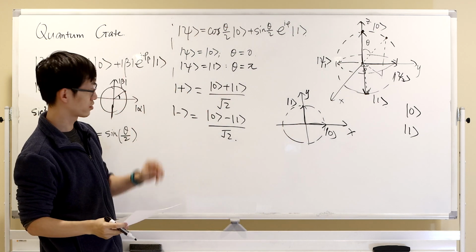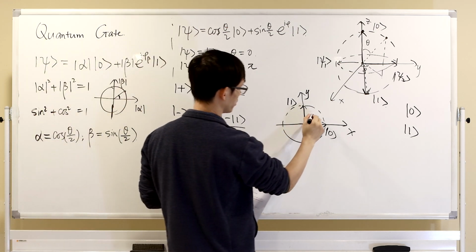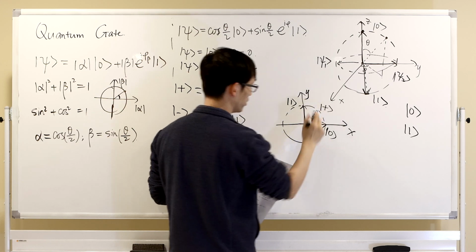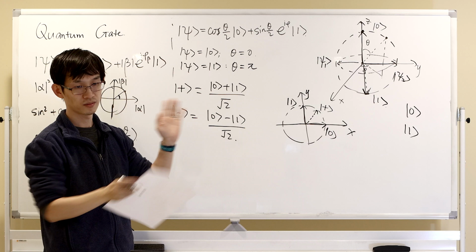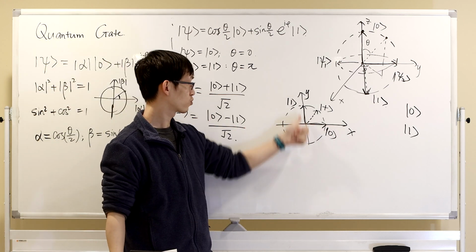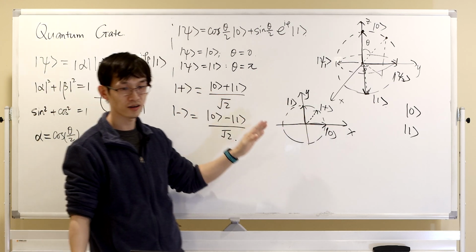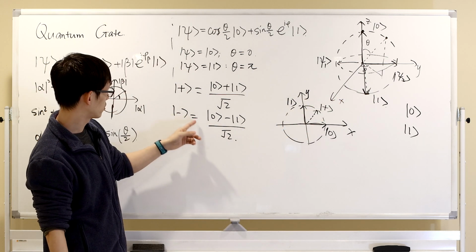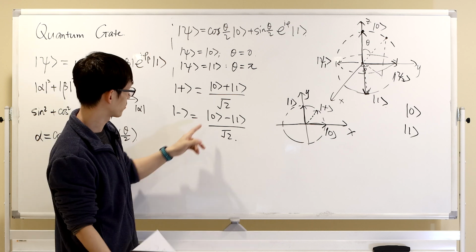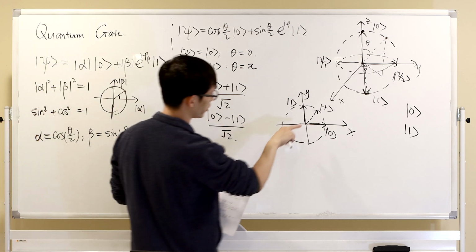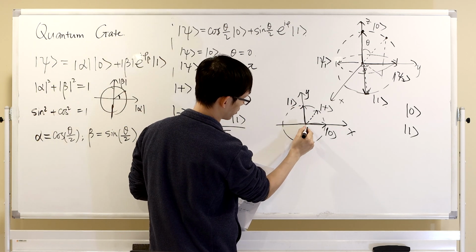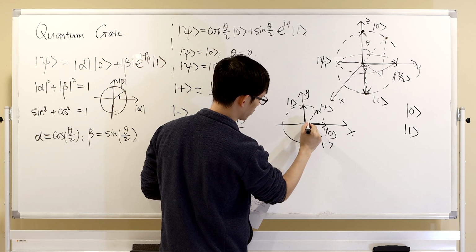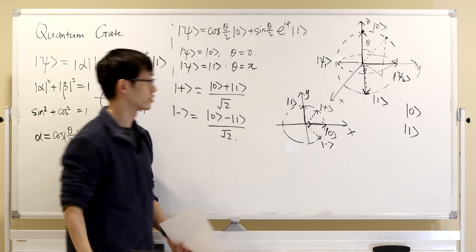And where would be this plus and minus state, right? This plus state would be here. Just think about it as a vector, right? 0 pointing this way, 1 pointing this way, and then you have half and half, so you're pointing 45 degrees this way. And where's the minus state? The minus state is 0 minus 1, so x minus y, so you get this here. And they're perpendicular to each other.